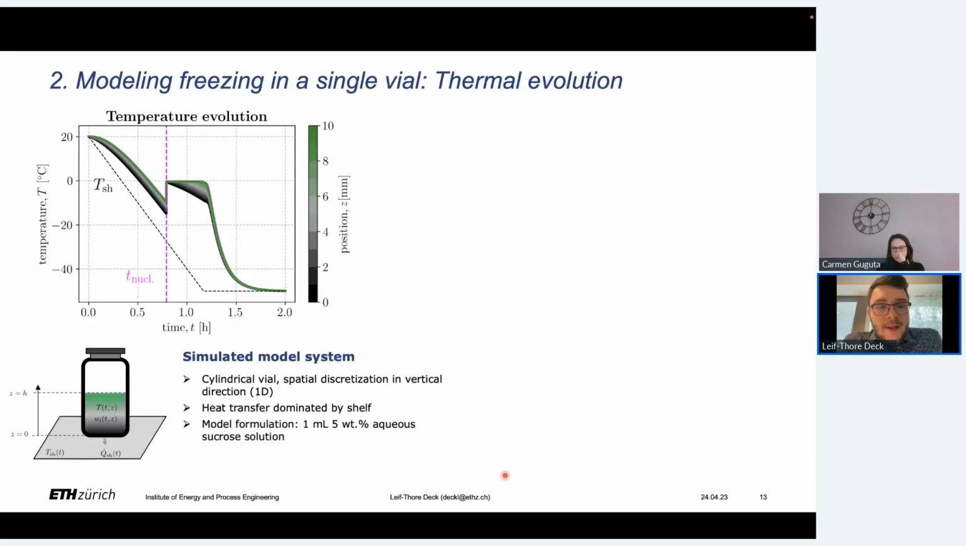Now, I would like to show one slide quickly on freezing in a single vial, and then we will go to the pallet, because I have to make one point clear here, and this is about the temperature gradients within the vials, which I already mentioned in the very beginning.